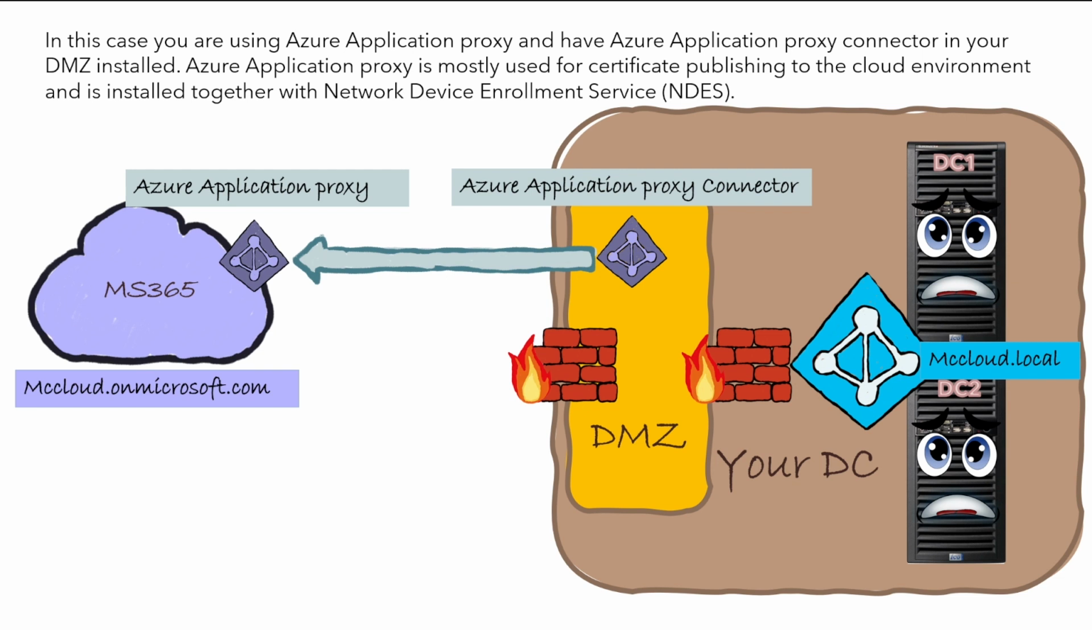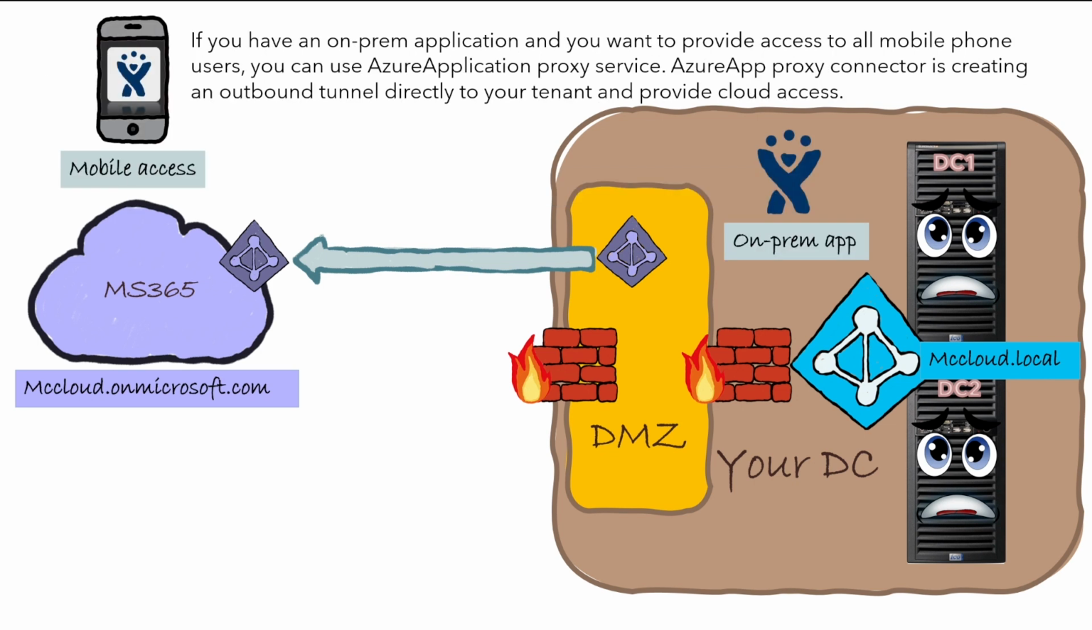Azure Application Proxy is mostly used for certificate publishing to the cloud environment and is installed together with Network Device Enrollment Service, NDES. If you have an on-prem application and you want to provide access to all mobile phone users, you can use Azure Application Proxy Service. Azure App Proxy Connector is creating an outbound tunnel directly to your tenant and provides cloud access.